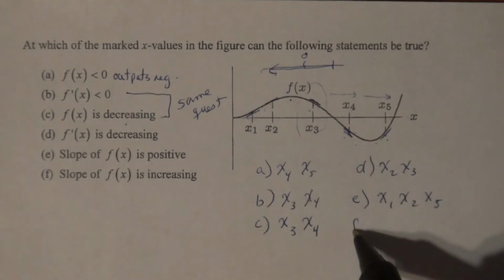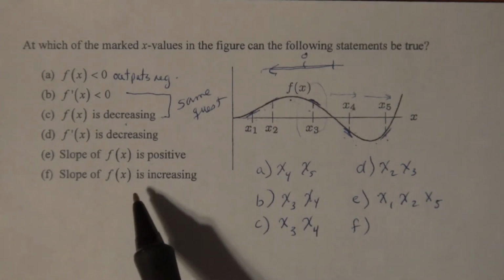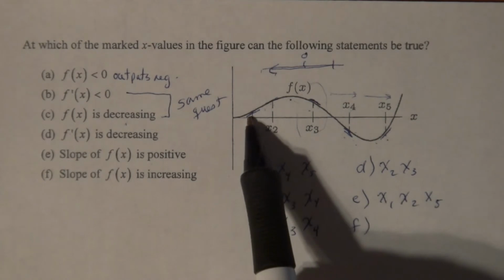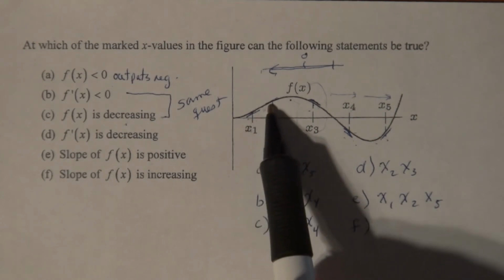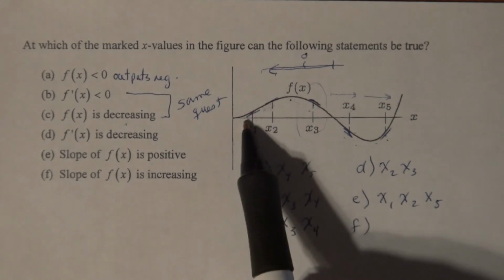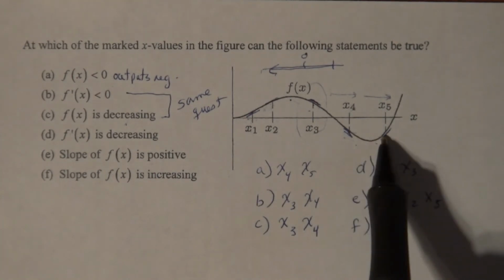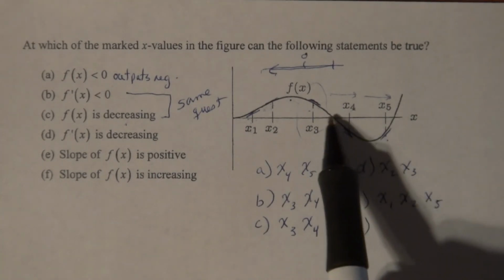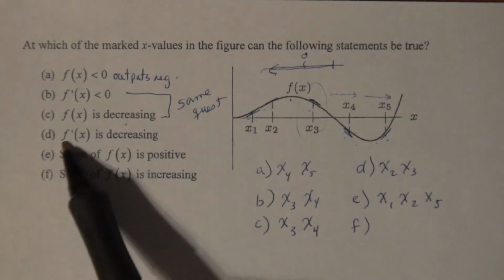And lastly, F, the slope of f of x is increasing. So the slope of f is increasing. So it looks like from x1 to x2, f of x is increasing slightly. Between x4 and x5 it's increasing. But you know, let's think about this for a second. F prime is decreasing. Let's go back to D.